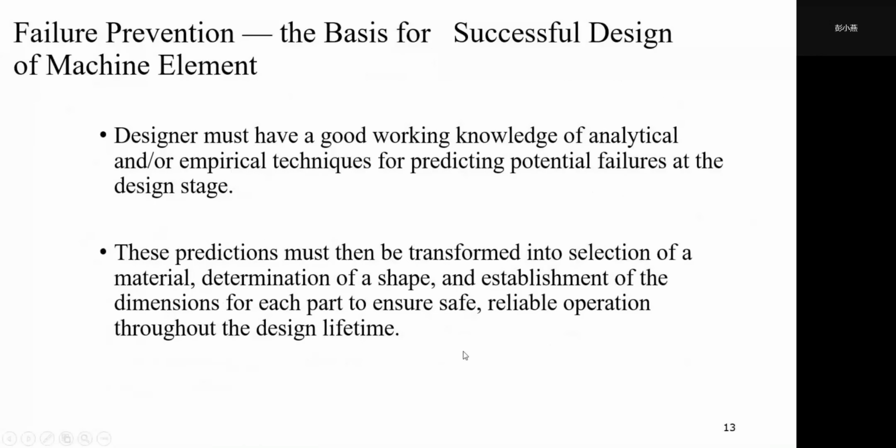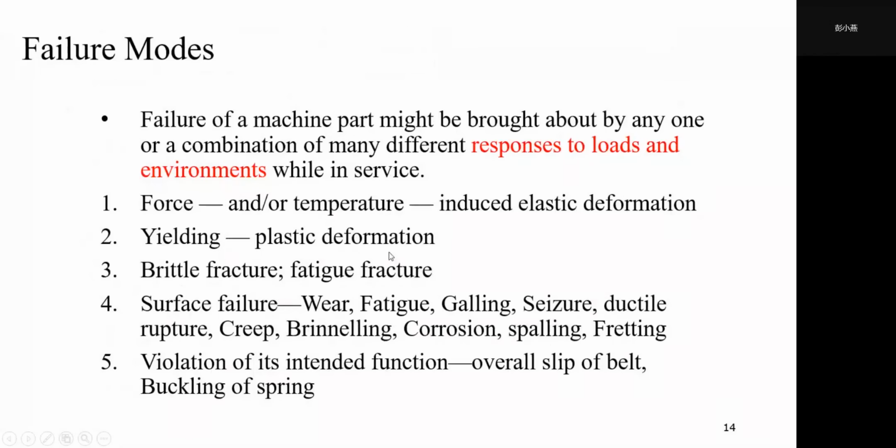Okay, in the design process, potential failures are prevented by proper material selection, reasonable assumption and simplification of operating loads, correct shape and dimension determination through accurate strength, rigidity, and other relevant analysis. Common failure modes in machine elements include deformation, yielding, fracture, fatigue, pitting and spalling, wear, scuffing, corrosion, creep, buckling, and so on.